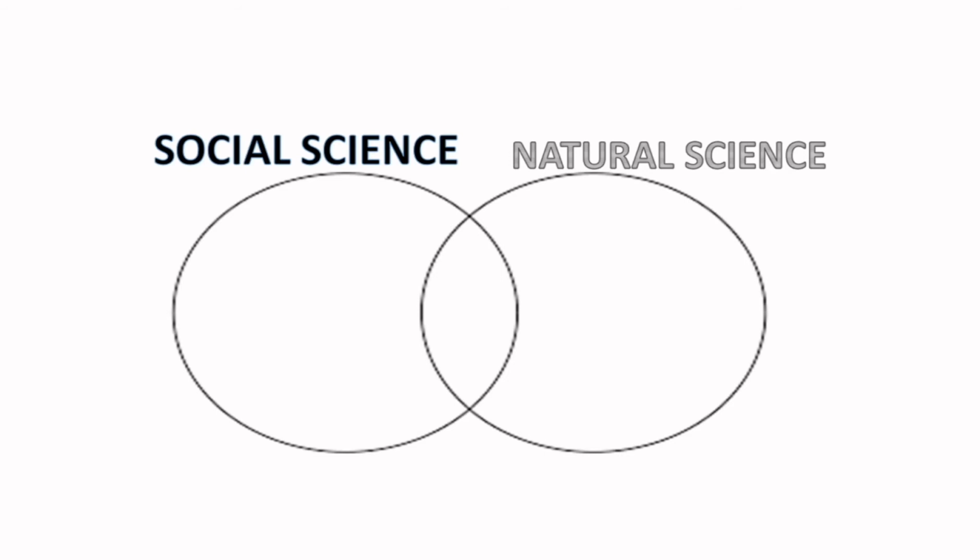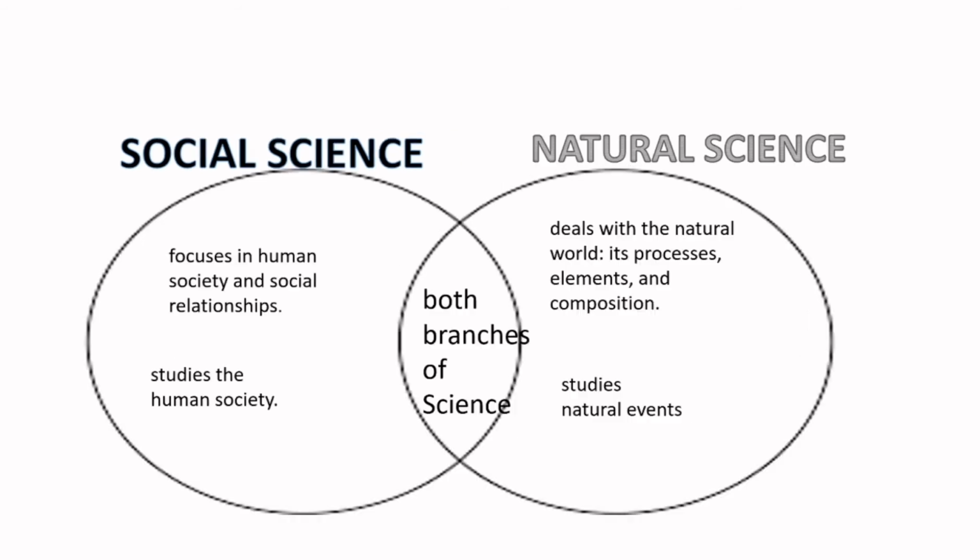So the similarities is in the middle, and inside the circle are the differences. Who can answer? Okay. I will call somebody to recite. Okay, very good. So, that's right. Social science focuses in human society and social relationships, while natural science deals with the natural world, its processes, elements, and composition.